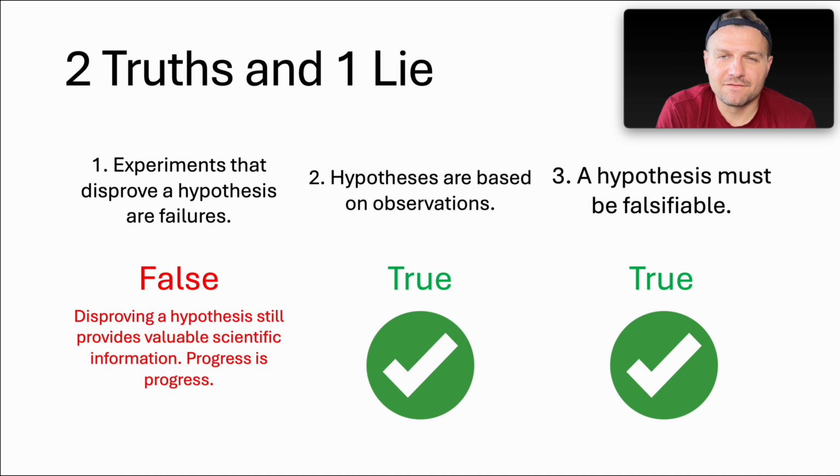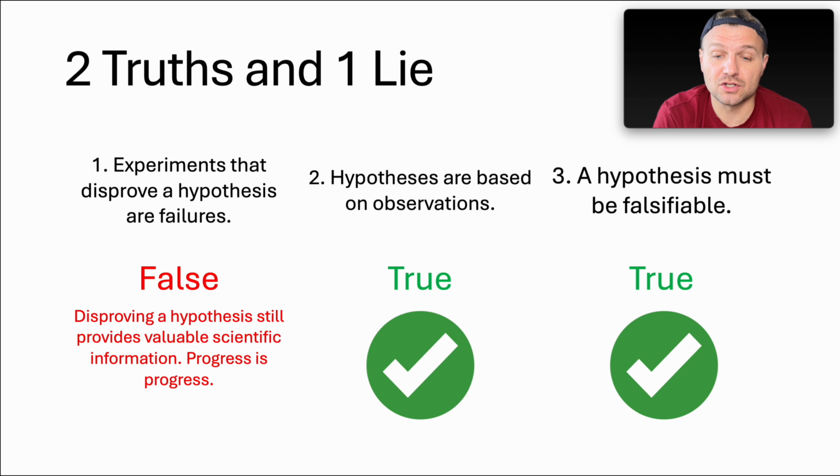Let's go over why. The first one is false because disproving a hypothesis still provides valuable scientific information. One of the things I like to teach to my students is progress is progress. Even though an experiment might not go the way we think it should go, or it might just disprove the hypothesis that we have, it still progresses science forward. It still teaches us something. We still can learn from that experiment. So progress is progress, even when a hypothesis or an experiment fails.